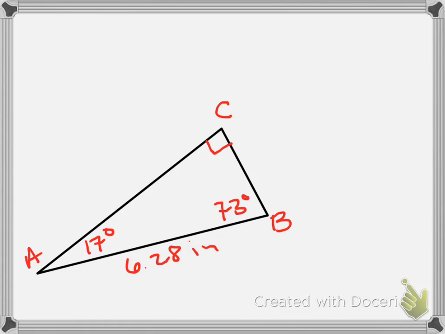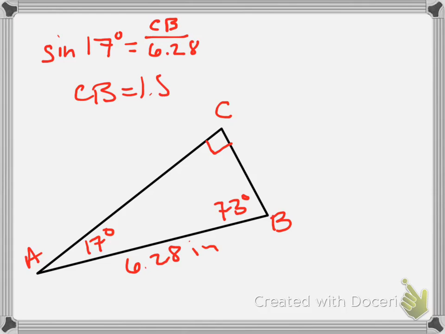and I know I need 90 more degrees to make a triangle because my right angle is 90. So then for CB, I did the sine of 17, because that's opposite over hypotenuse, so that's the length CB over 6.28. So I'm going to take the sine of 17 times 6.28, and I end up with CB is equal to 1.8.